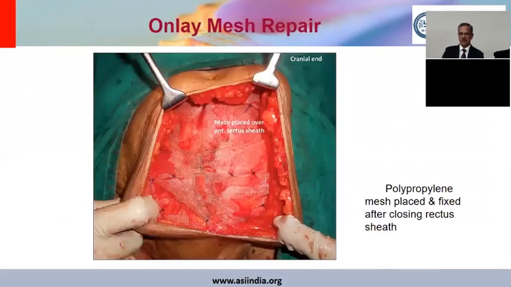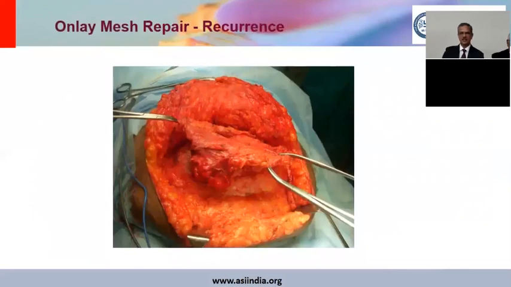Onlay mesh repair, where you put a large mesh anterior to the rectus sheath and the external oblique muscles, most of the time we may fix it, but the problem is the intra-abdominal pressure always pushes this mesh anteriorly, and many times as the patient's intra-abdominal pressure increases or the patient becomes obese, these meshes are pushed out and the hernia will recur.